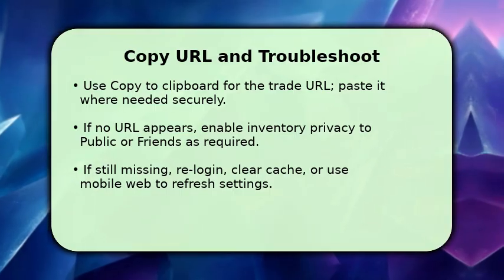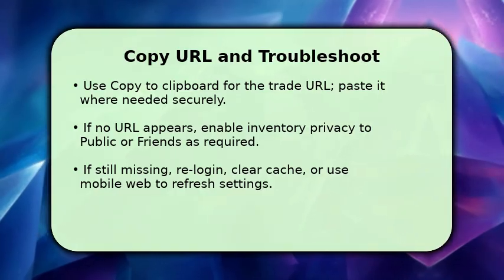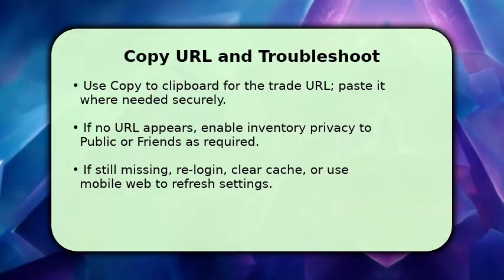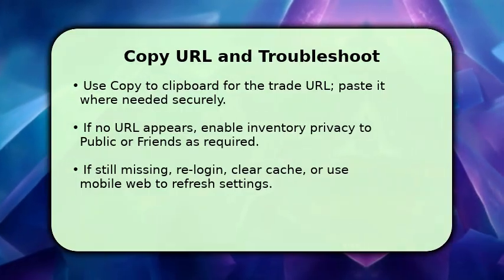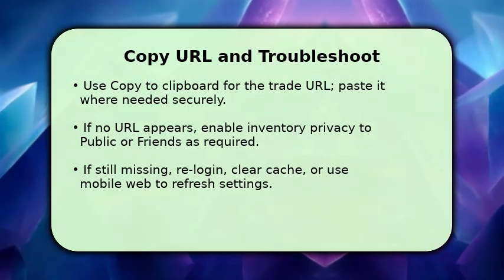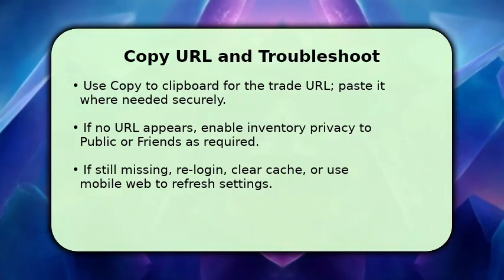If no URL appears, make sure your inventory privacy aligns with Steam requirements. Sometimes it must be public or set to allow trades. If problems persist, re-log in, clear cache, or switch to the mobile web. These steps refresh your account state. One key troubleshooting tip: toggling inventory privacy, then checking often restores the missing URL.